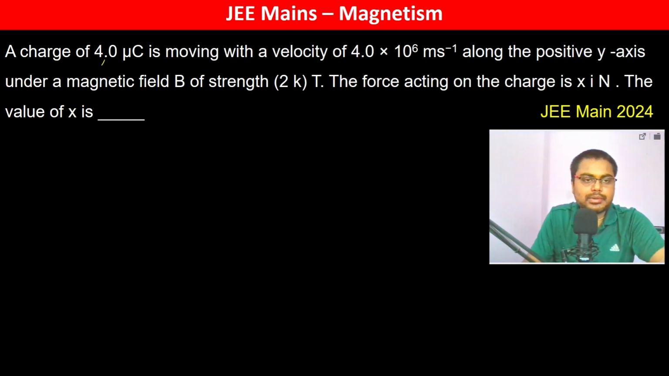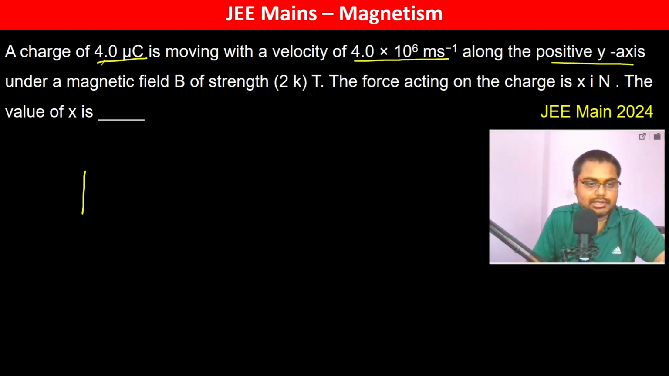A charge of 4 microcoulomb is moving with a velocity of 4 into 10 to the power 6 along the positive y-axis. So along the positive y-axis, the velocity is 4 into 10 to the power 6 meter per second. So this is j cap, this is velocity, under the magnetic field of strength 2k Tesla. So B is 2k cap Tesla. So B is basically towards the upper side.